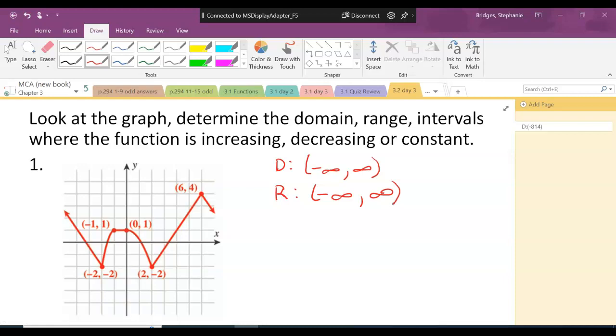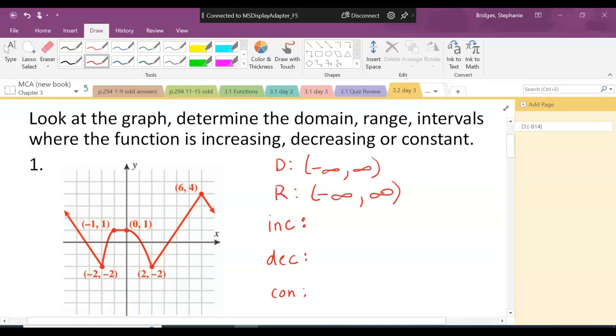Now, the increasing, decreasing, and constant, that is something we haven't talked about yet. And it's a matter of reading our graph. And we always read from left to right. So what I'm going to do first is abbreviate increasing, decreasing, and constant. We're going to just go through this graph piece by piece, decide whether each section is increasing, decreasing, or constant. Increasing means it's getting bigger from left to right. Decreasing means it's getting smaller from left to right, and constant means it's staying consistent, okay?